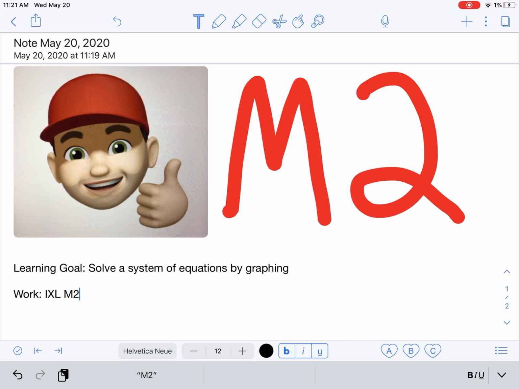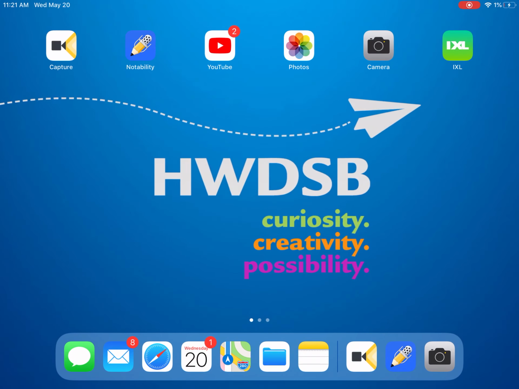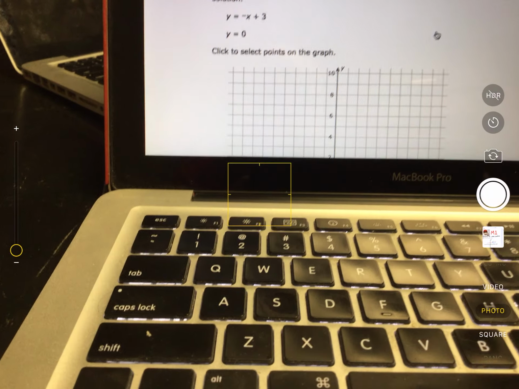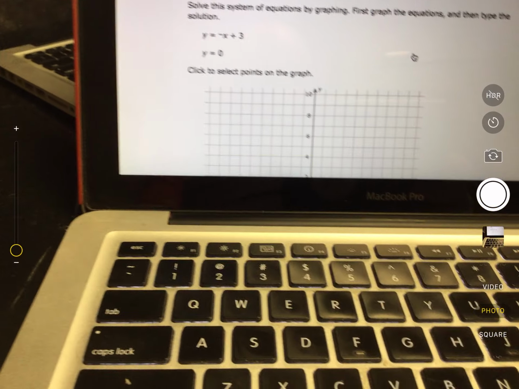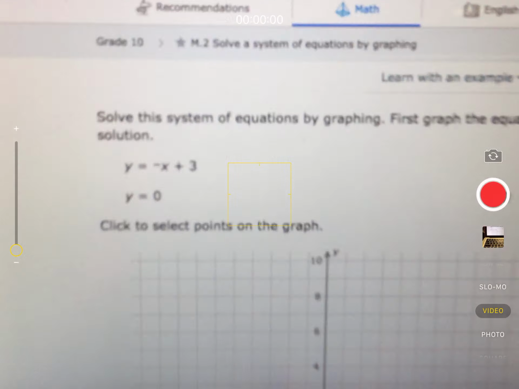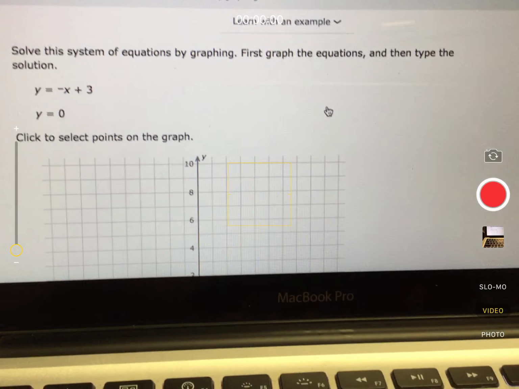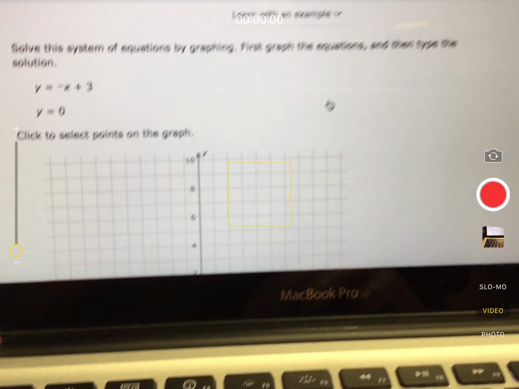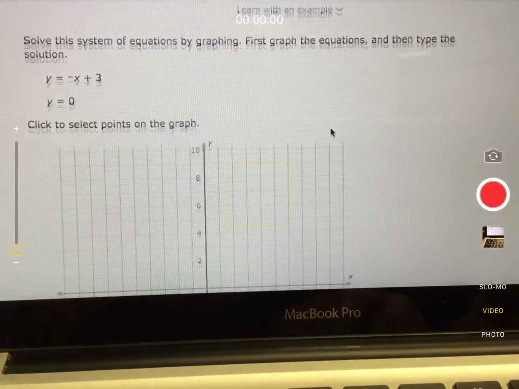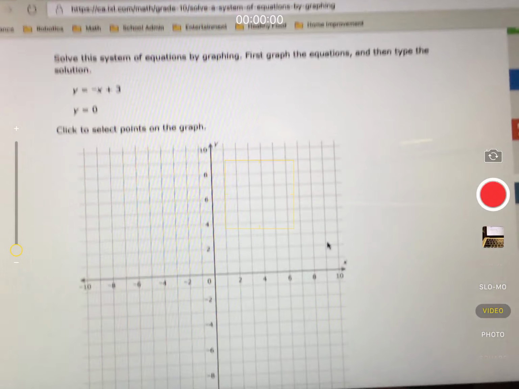Okay, today we'll be solving a system of equations by graphing. And what that means is we're going to be looking at where two lines intersect by graphing the two lines. So if we look at this question, solve the system of equations by graphing, first graph the equations and then type the solution, which means show where the lines intersect.